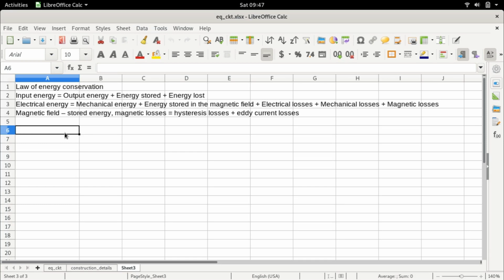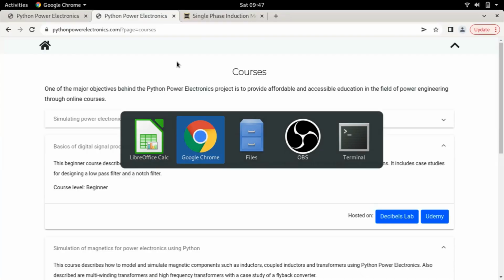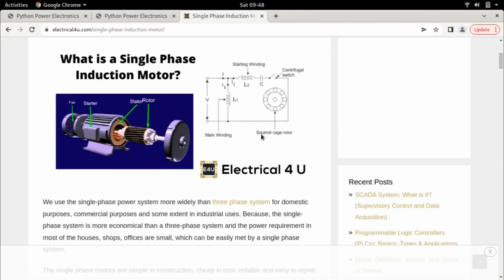The simplest equation is, let us try to think of an induction motor. Alright, so let's go back to our browser where I have this induction motor which I've always been using so far. So this is a simple breakup of an induction motor. This is a squirrel cage induction motor and it's single phase. So you can see here, this is the expression.